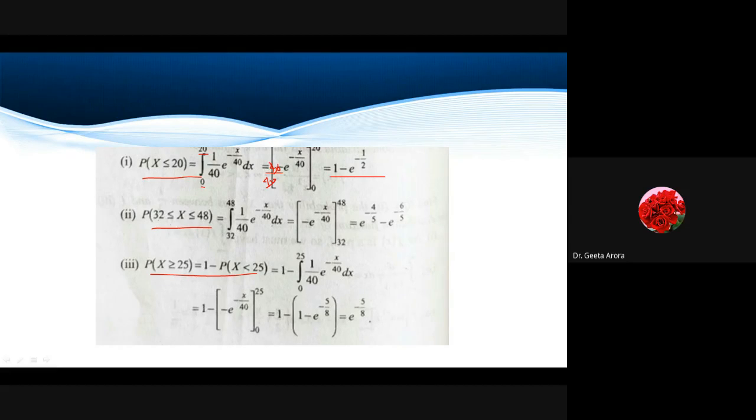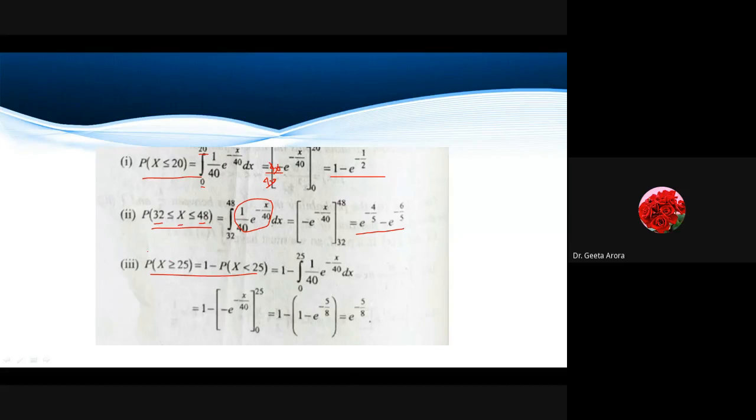And let's see what the other answers are. The second answer: we have to find the probability of a random variable x lying between 32 and 48. It means the limits are from 32 to 48, and we have to integrate in a similar way to what we have done earlier. Find the answer, and it is coming in this form.